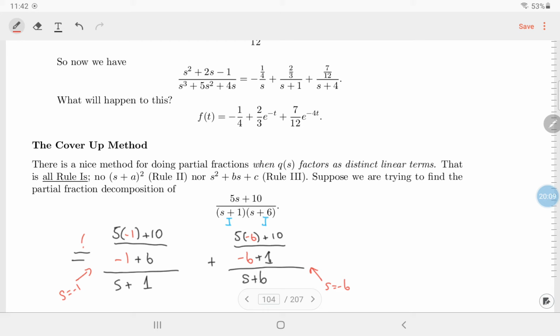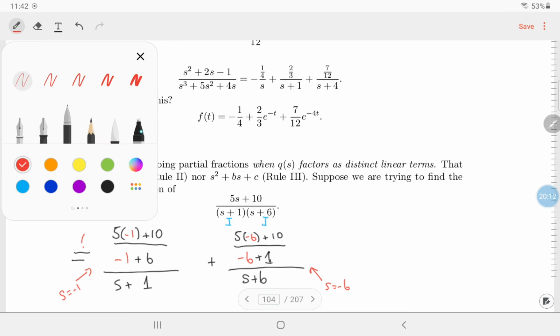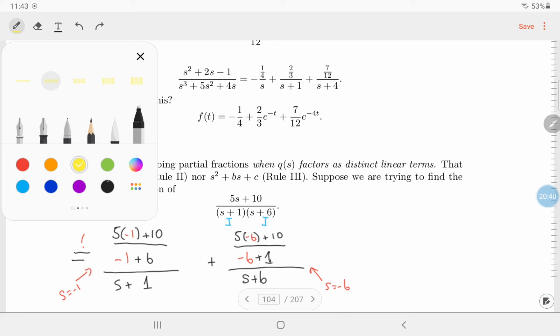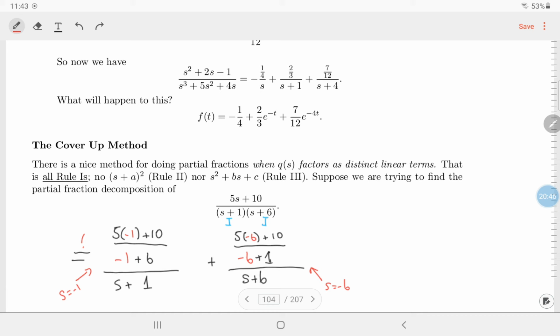So for the s plus 1, you cover it up, and you substitute in the value of s that makes s plus 1 equal to 0, that's s equal to minus 1. For the other one, you cover up s plus 6, you're left with 5s plus 10 over s plus 1, and you substitute in the value that makes s plus 6 equal to 0, which is minus 6. Then you're done, because it's just a calculator job from there.